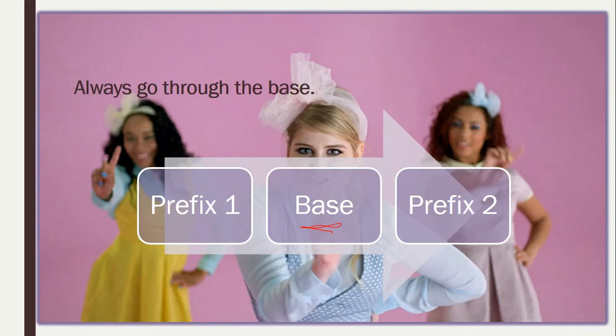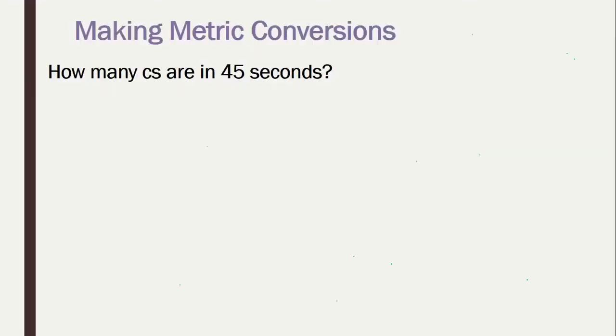So if you start with kilometers and go to micrometers, or if you start with centiliters and go to milliliters, or whatever it is you're going to do, it's going to be a two-step process, and you always have to go through the base. That's the most important thing to remember.